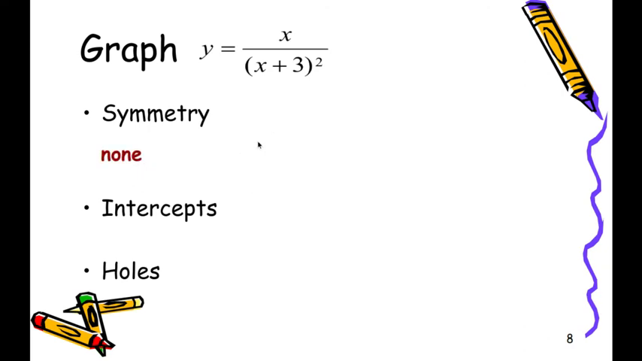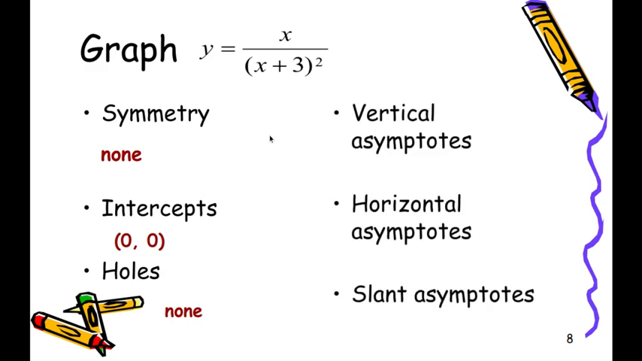Intercepts, all right, we're going to replace x with 0 and replace y with 0. We actually get that (0, 0) is the x and the y intercept. It's the only point that can be both. And for the holes, there's not going to be any because there's no factors on the top and bottom that are going to cancel. There's no values of x that make the top and bottom 0.